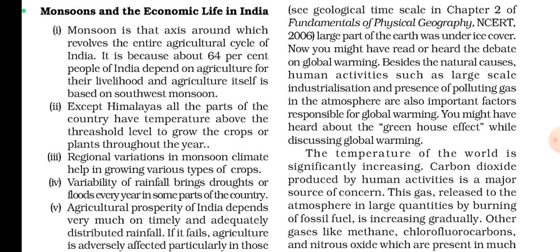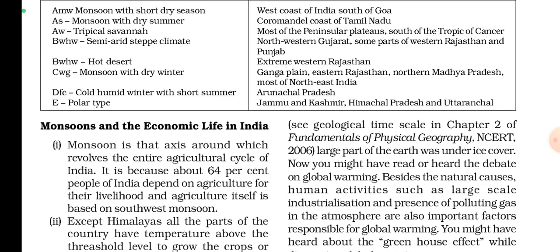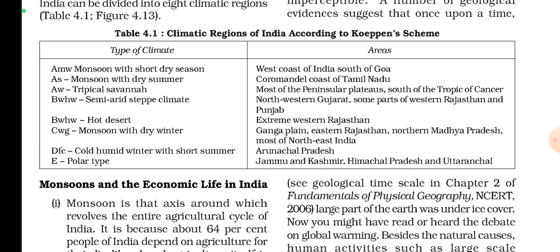Now monsoon and the economic life in India. So this table is very important. Okay, AMW means monsoon with short dry season, monsoon climate AMW. AS is monsoon with dry summer. AW tropical savanna, AW tropical savanna. BSHW semi arid steppe climate.